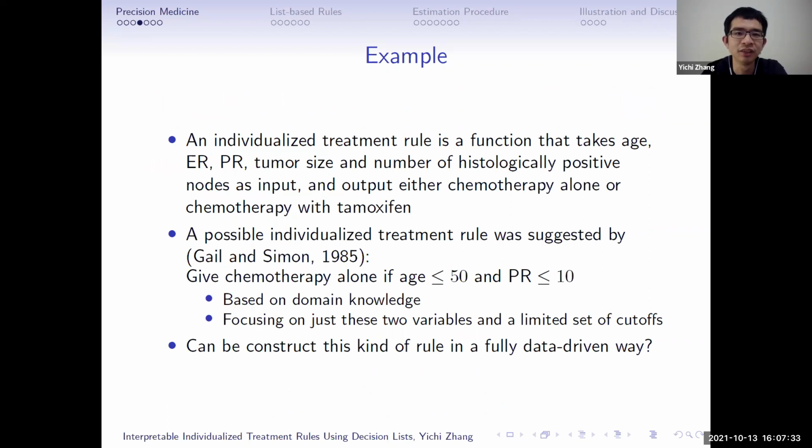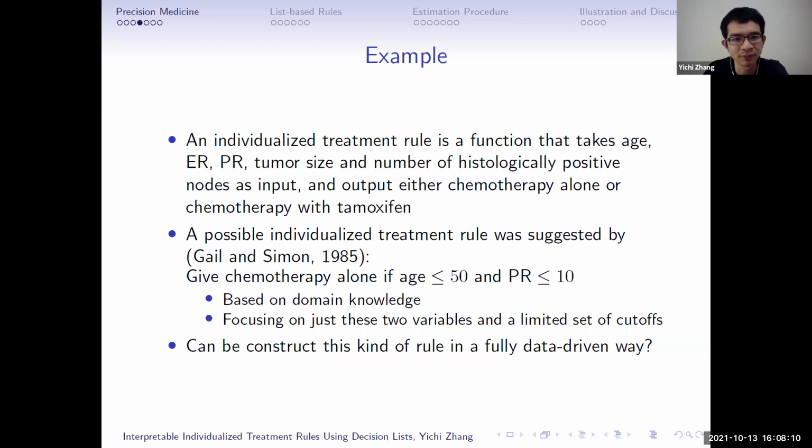In this example, in the framework of precision medicine, an individualized treatment rule is a function that maps patient covariates to one of the treatment options. So here, patient covariates are the 5 covariates: age, estrogen receptor level, progesterone receptor level, tumor size, and the number of histologically positive nodes. So those are the input of the function, and the output of the function should be either chemotherapy alone or chemotherapy with tamoxifen.